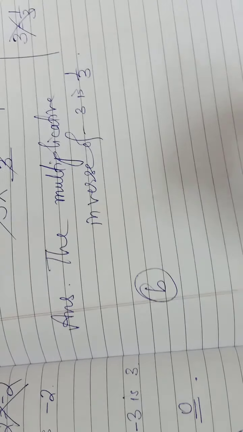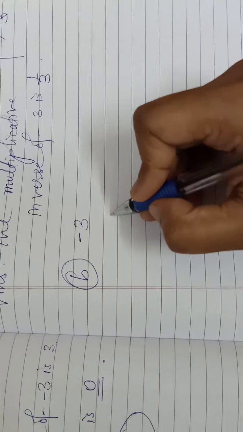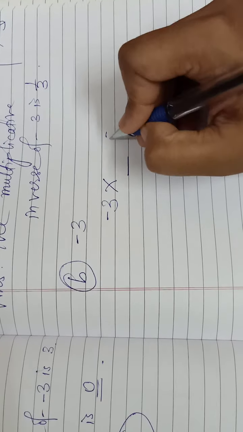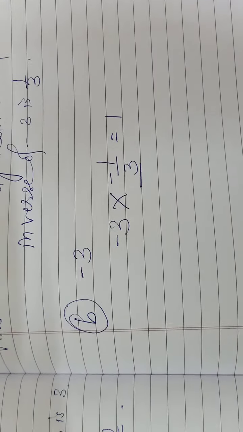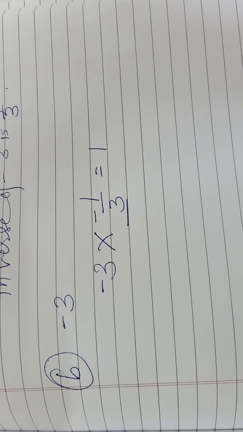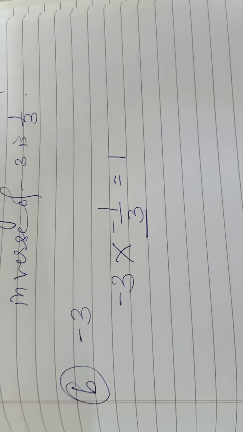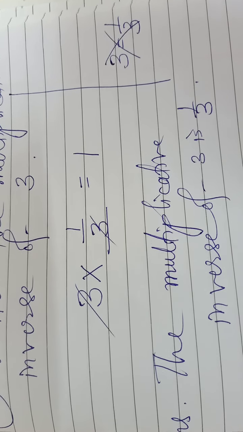And let's take one more example. If someone asks you to write the multiplicative inverse of minus 3, then you once again start thinking that with what you will multiply minus 3 to get answer 1. So you will multiply it with minus 1 by 3. So one more point to remember: whenever you have to find the multiplicative inverse of the given number, you have to keep the same sign. You don't have to make any changes with the sign.